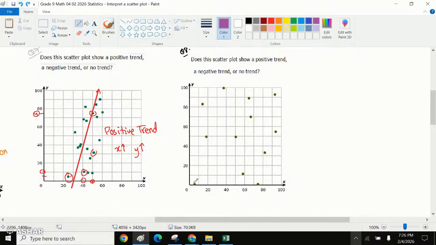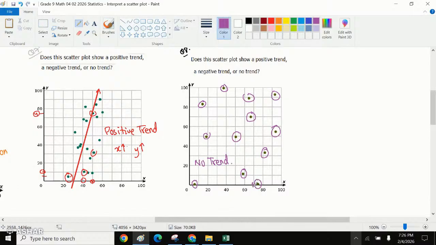But can we say that the points are scattered throughout the plot? There is no fixed pattern. So we say there is no fixed trend, no correlation between the two variables. If x is increasing, y does not depend on x. How can we say that? We can say that by this. These are the closest ones.